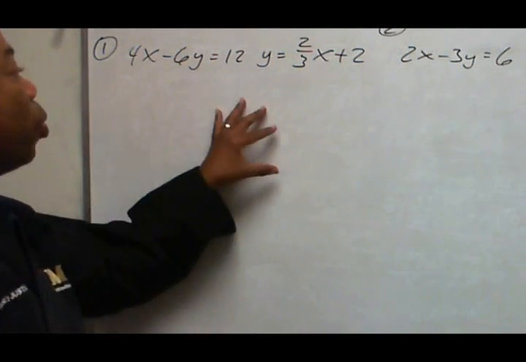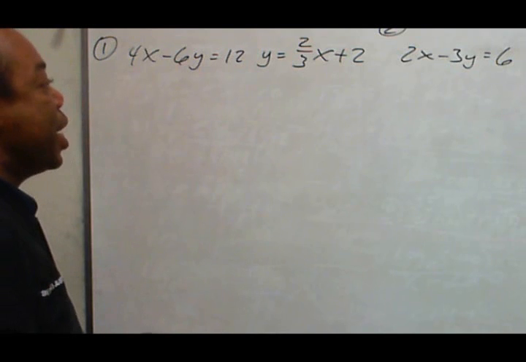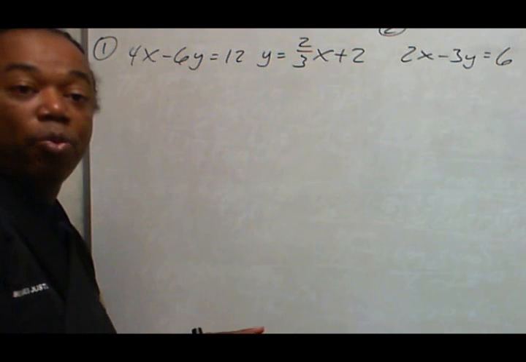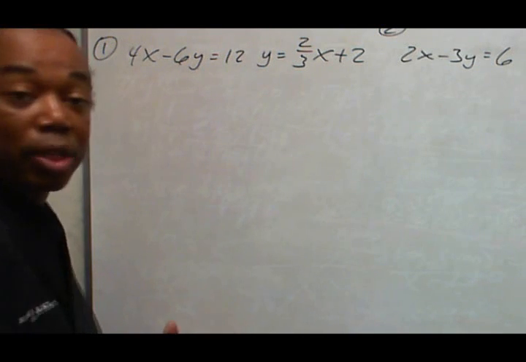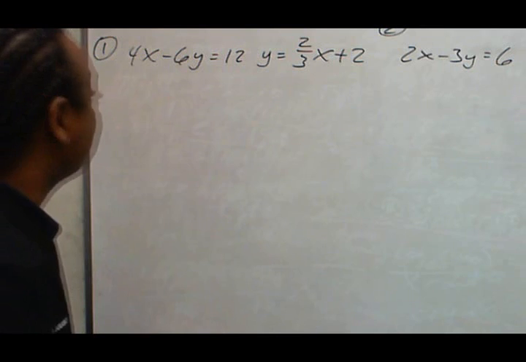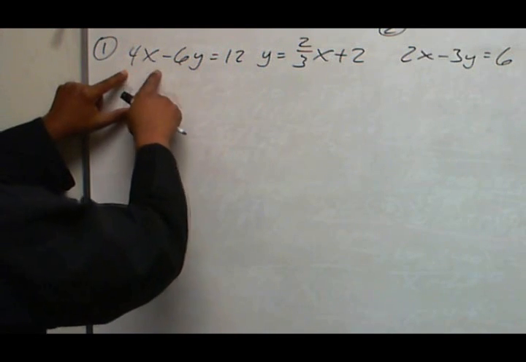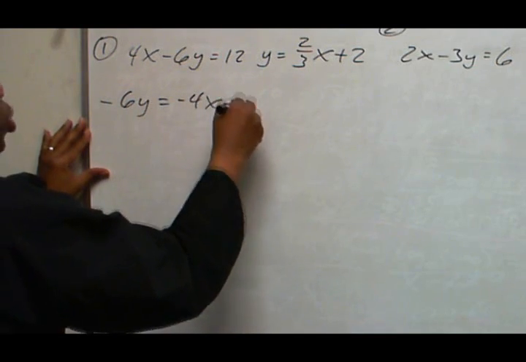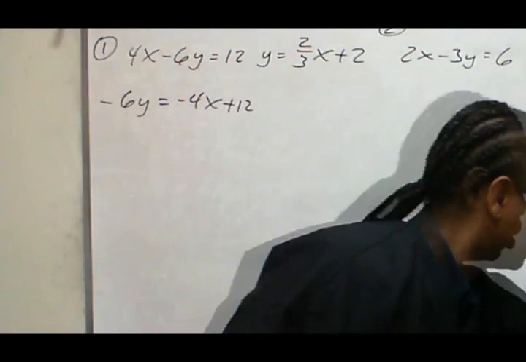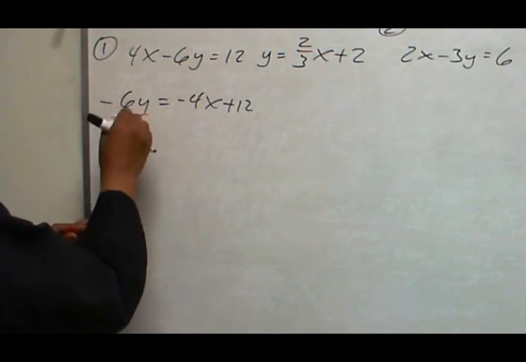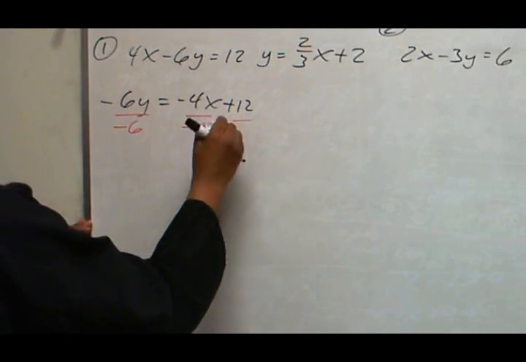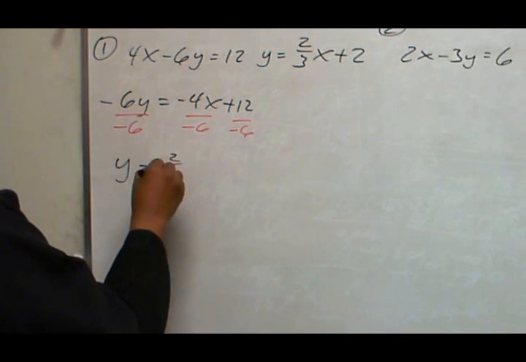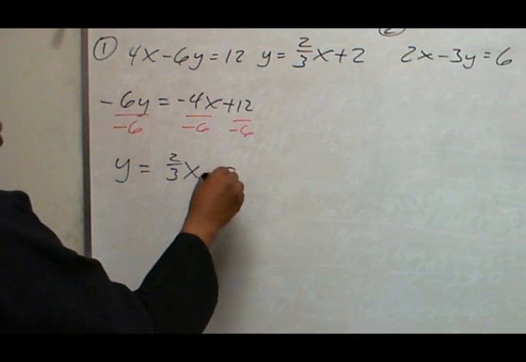Next, we want to tell what type of systems these are. In order to tell what kind of types of systems they are, I want to make sure everything's in the form of y equals mx plus b, and then we can compare the equations in the system. So for this one, I'm going to subtract 4x from both sides and get negative 6y equals negative 4x plus 12. Then from there, I'm going to divide all terms by negative 6. As a result, I'll get y equals positive 2/3 x minus 2.